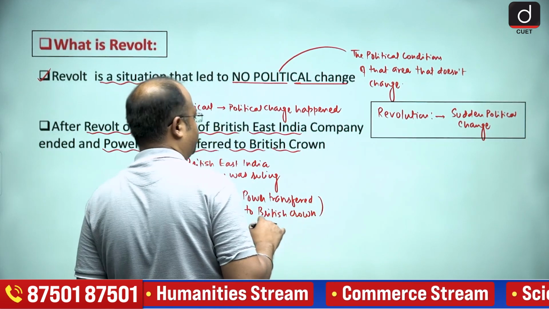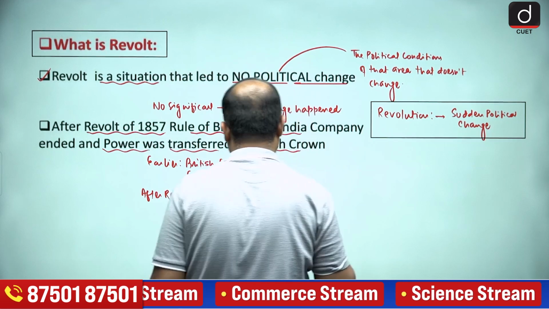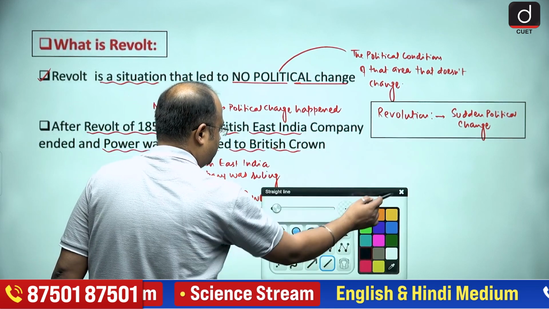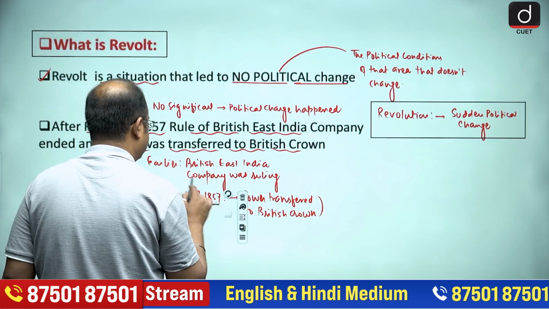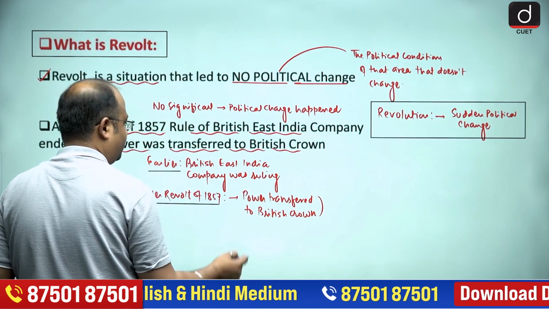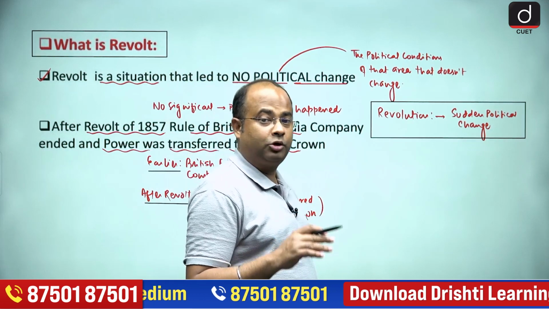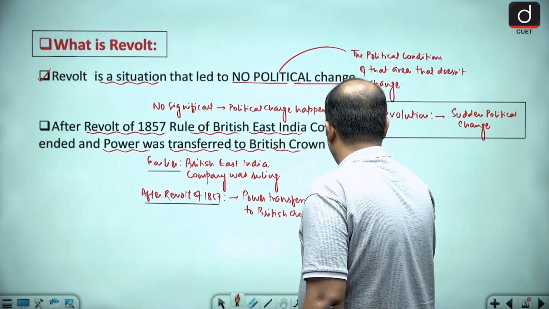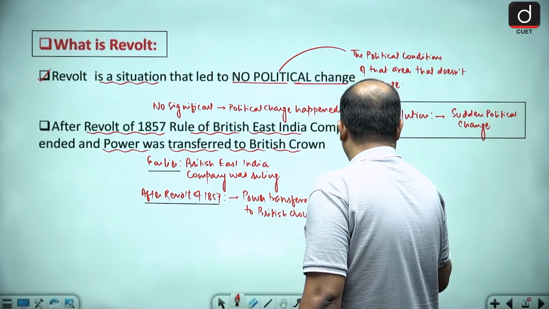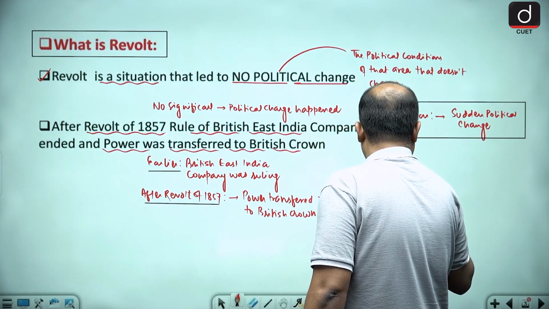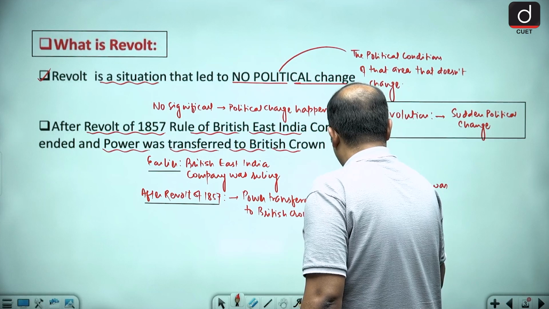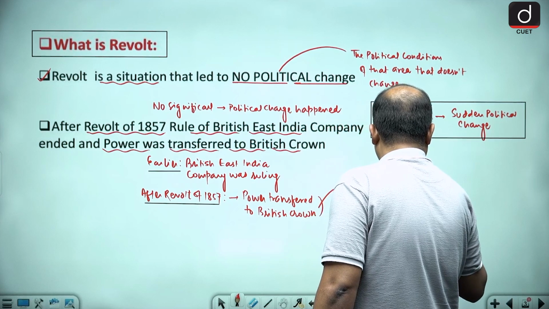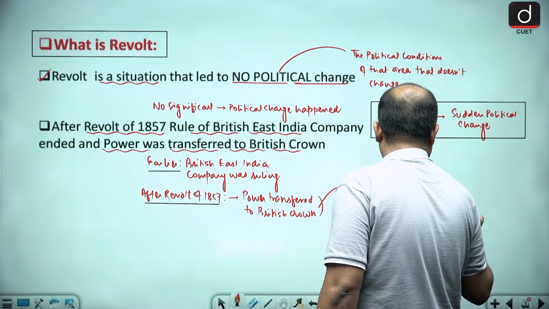So the British Empress became the ruler of India. After the revolt of 1857, the power was transferred to the British Crown. Earlier the British East India Company was ruling, now India would be ruled by the British Crown, and Queen Victoria was declared Empress of India.